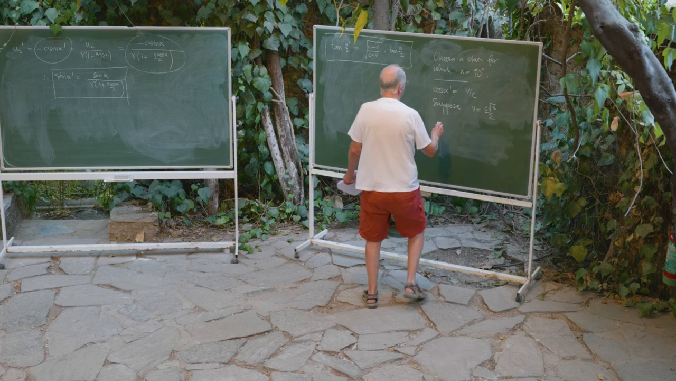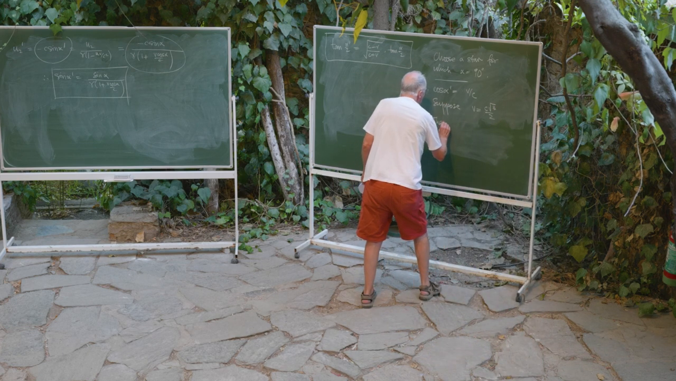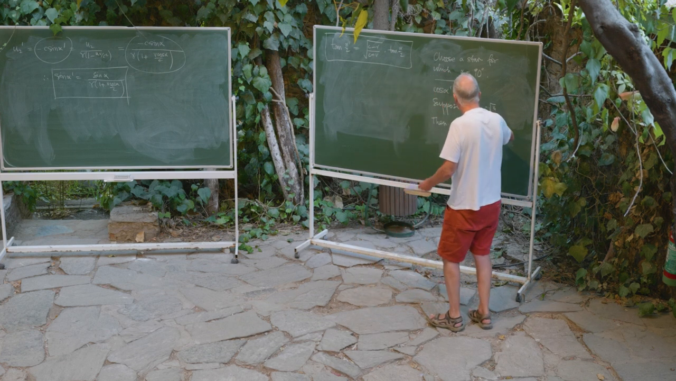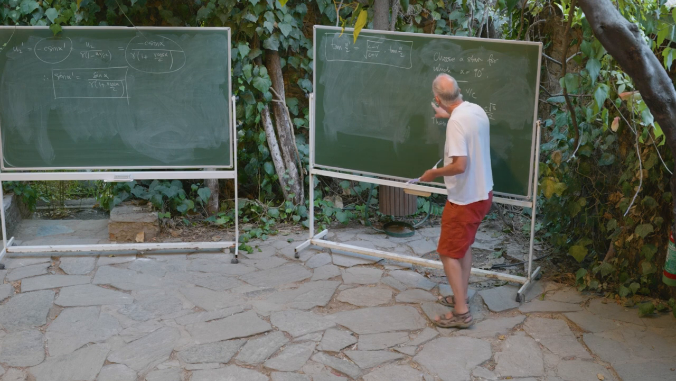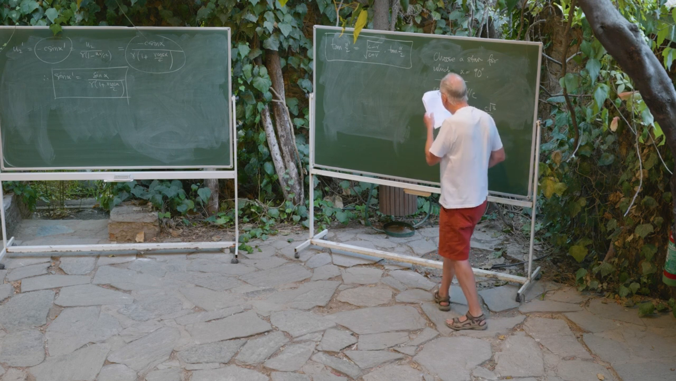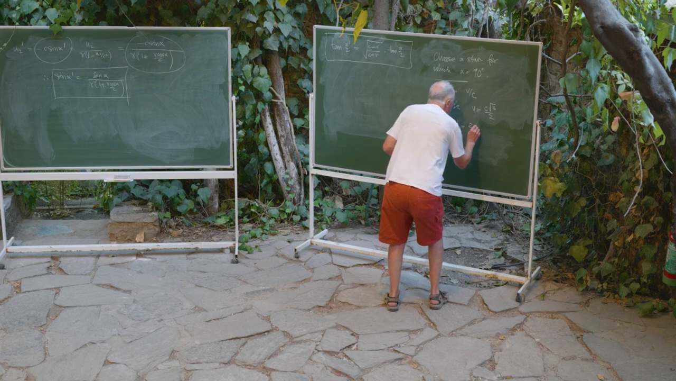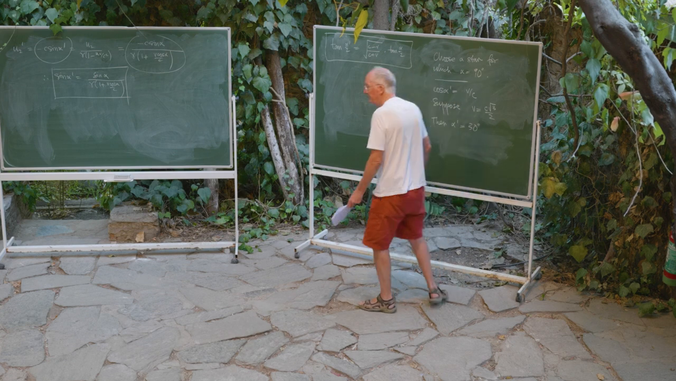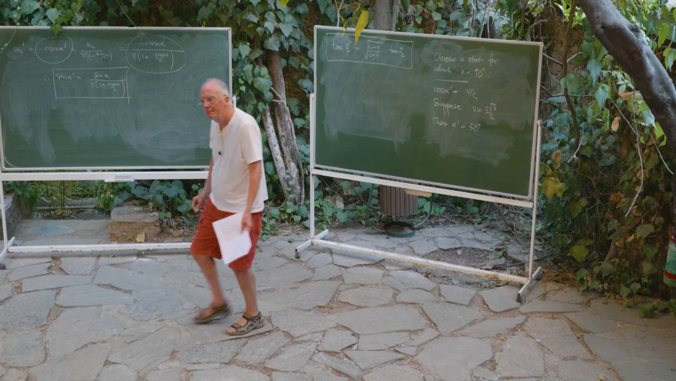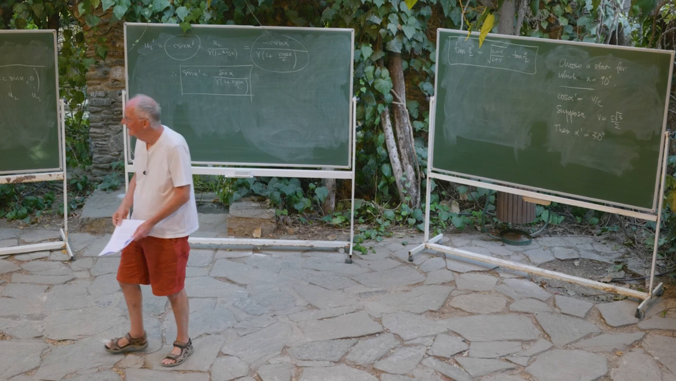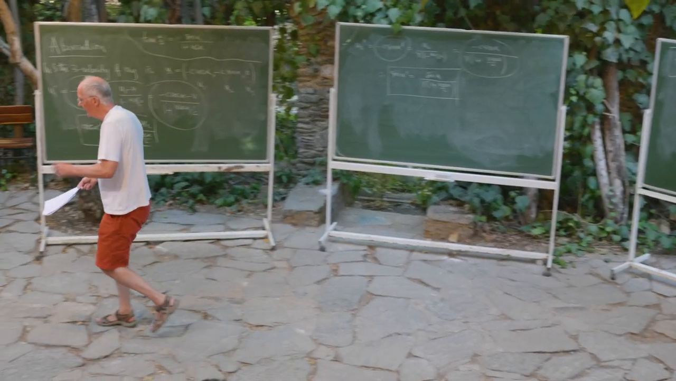Then V over C is root 3 over 2, so cos of alpha dashed will then be root 3 over 2. And so alpha dashed will be 30 degrees. I've chosen the angles so that this all comes out very easily. So now let's think what that means.